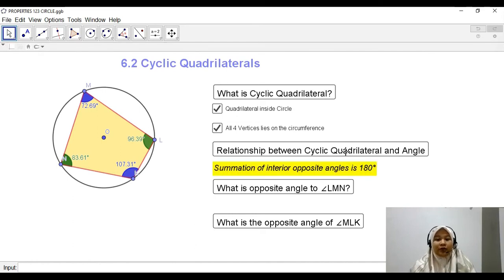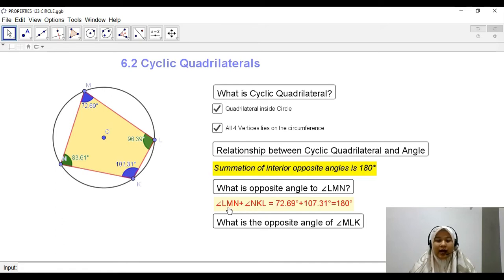For a cyclic quadrilateral, the summation of interior opposite angles is 180 degrees. Let me ask you, what is the opposite angle to LMN? It is NKL. The angle at the vertex M is opposite to the angle at vertex K. So, the summation of these two angles will be 180 degrees.